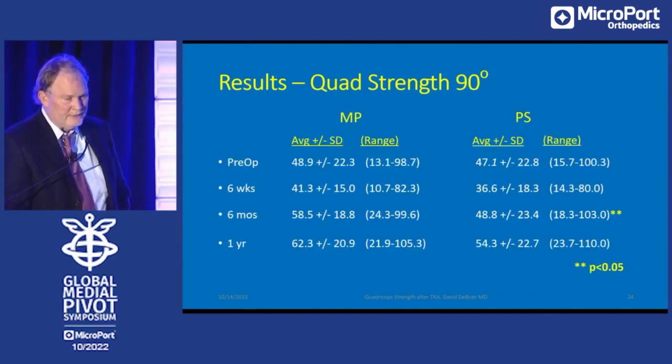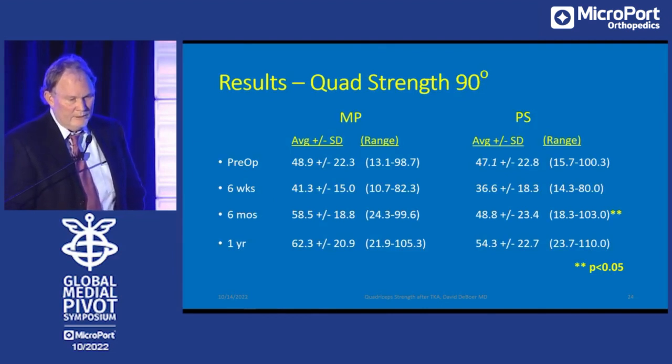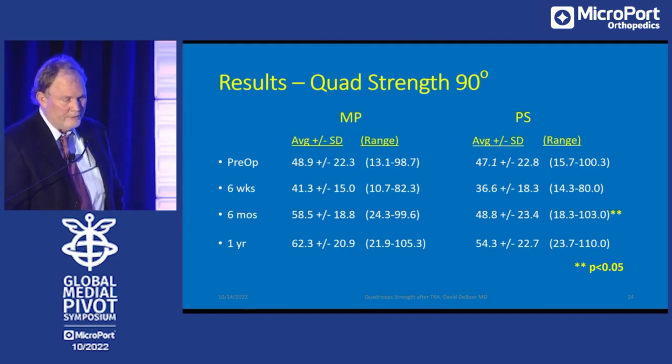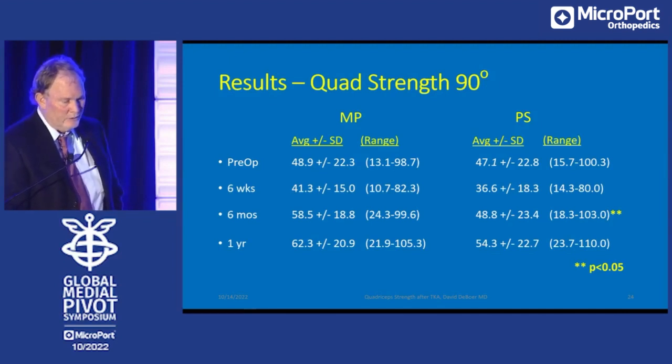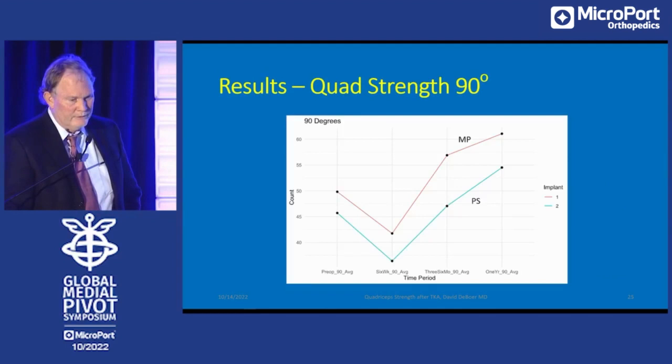And then the last was at 90 degrees. At 90 degrees, we saw an interesting phenomenon where we actually lost strength at 6 weeks, but at 6 months, we were statistically significantly stronger in the medial pivot group compared to the PS group. And we were stronger, but didn't make the P of 0.05 level at 1 year. And here's that graph.